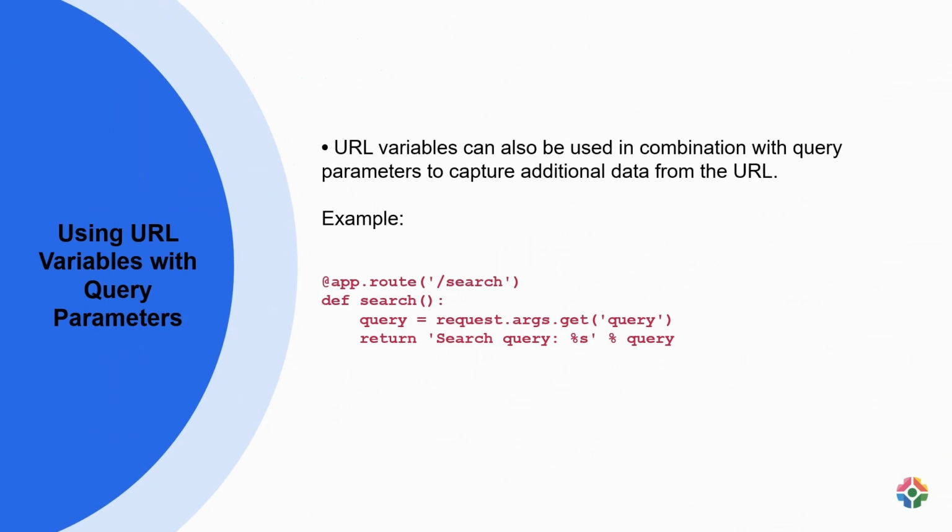URL variables are valuable in acquiring extra information from URLs. In conjunction with query parameters, they enable gathering more data. For instance, in a web application for searching products, URL variables could be used to specify product categories, while query parameters could be employed to filter results further. This combination enhances the flexibility and information retrieval capabilities of web applications efficiently.